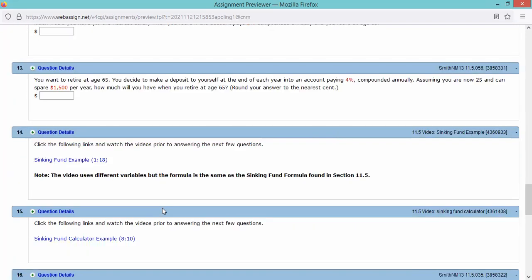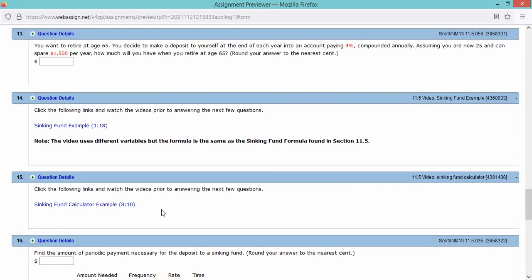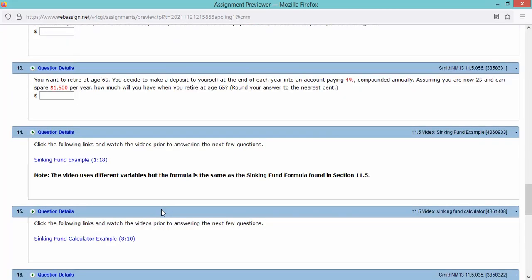13 reads, if you want to retire at age 65, you decide to make a deposit to yourself at the end of each year into an account paying 4% compounded annually. Assume you're now 25 and can spare $1,500 per year. How much will you have when you retire? This one seems reasonable, right? The time is going to be 65, take away 25, so 40.